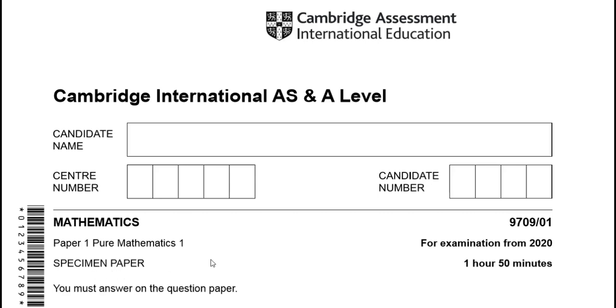Today we are going to discuss question number 6, 7 and 8 from specimen paper 2020, and it is 970901, that is Pure Mathematics 1. So let's start with question number 6.